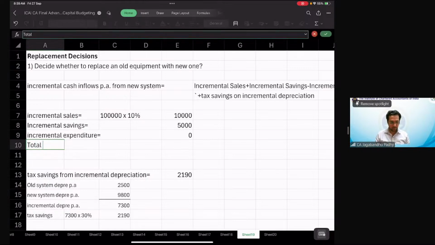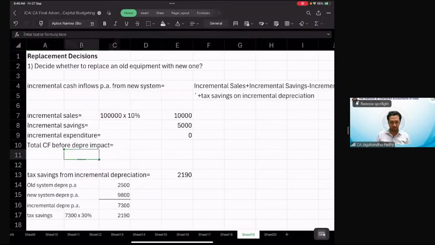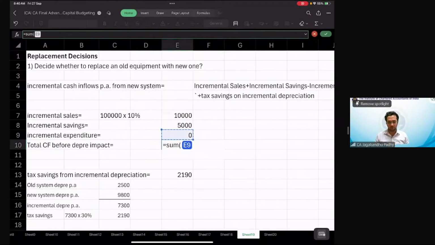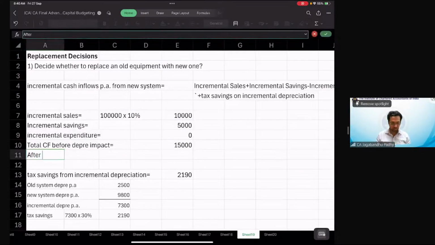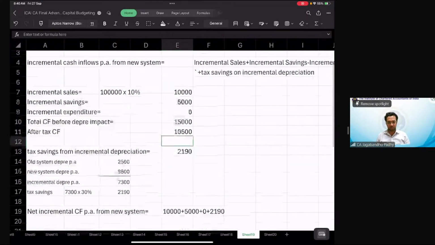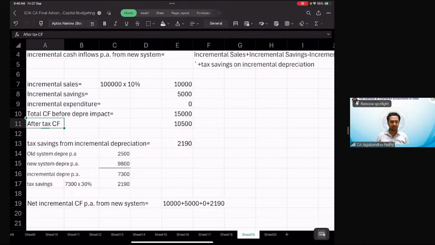So we'll say total cash flow before depreciation impact. Before the depreciation impact, we have the savings total of 15,000, right? 15,000 is an additional inflow for us. So what will be the after tax cash flow? After tax cash flow will be 15,000 multiplied by 0.7, right? So 10,500 is the after tax cash flow before depreciation impact.